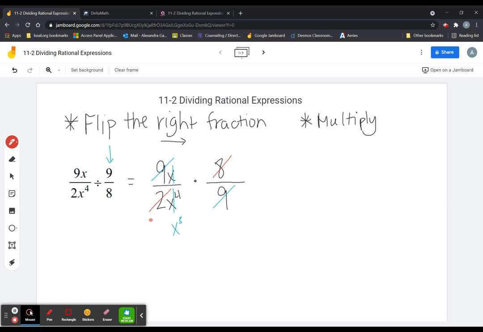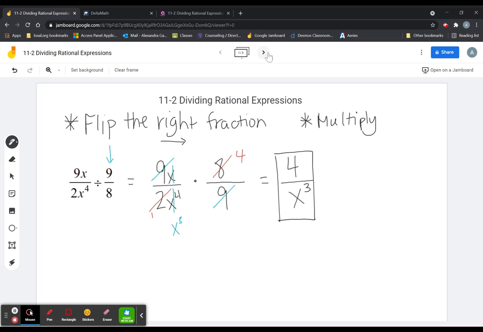8 cancels with 2. I'm left with a 1 here and a 4 here. So it looks like the only things that are left in the numerator is the 4, and then 1 times x cubed, which is just x cubed. So we're kind of canceling the same way we did when we were multiplying, just after we flipped the fraction.